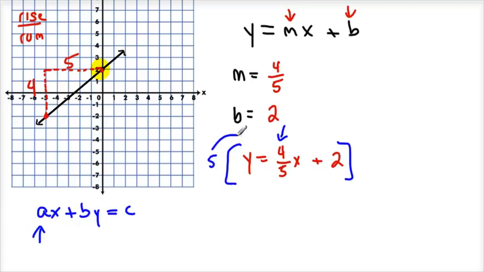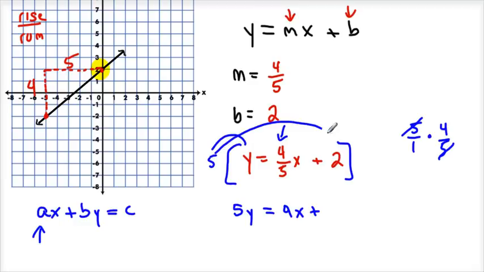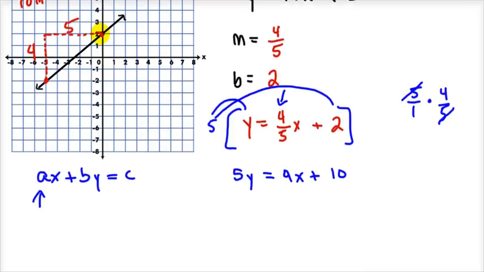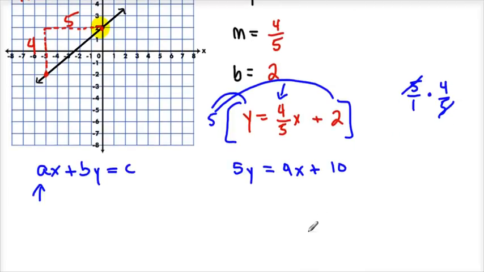So, and then distribute. 5 times y, 5y equals 5 times 4/5. So this is like saying 5 over 1 times 4 over 5. My 5s simplify, and I'm left with just what? I'm left with 4, or 4x, plus, and then 5 times 2, and I get 10. So I got 5y equals 4x plus 10. Are my x's and y's on the same side? No. I need to get my x on the other side.